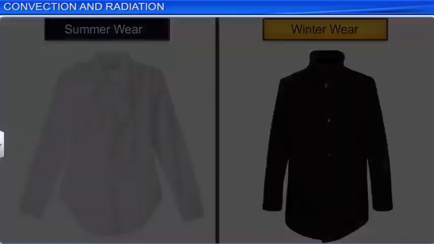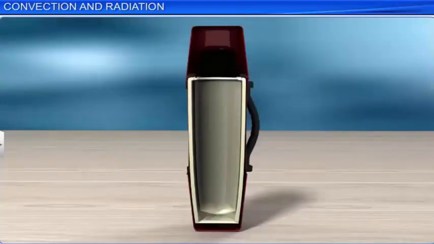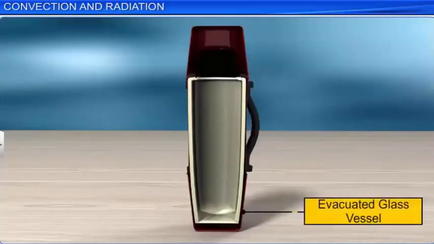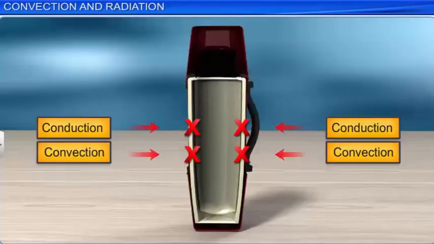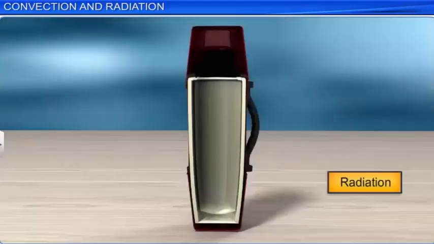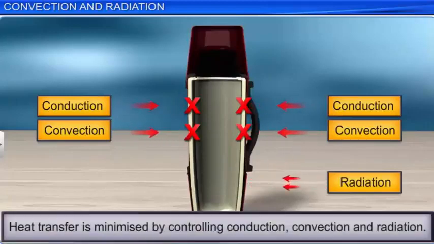A thermos flask is designed to minimize heat loss by all the 3 modes of heat transfer. This consists of a double-walled evacuated glass vessel with its inner and outer walls coated with silver. The vacuum between the 2 walls prevents heat loss by conduction and convection. The silver coating on the walls prevents exchange of heat by radiation. Therefore, heat transfer is minimized by controlling conduction, convection, and radiation.